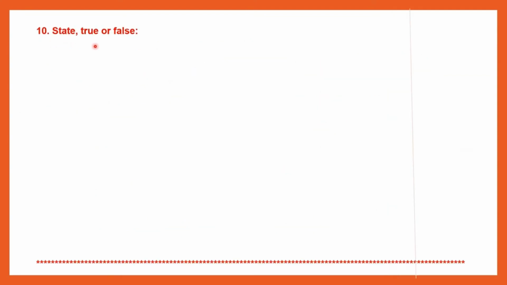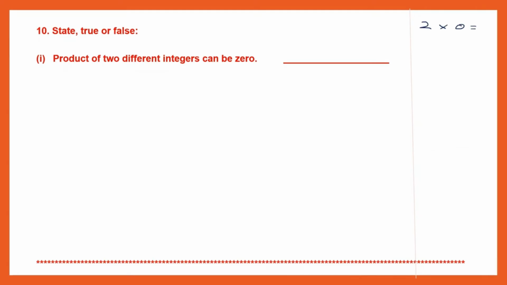Question 10. State true or false. The first statement is product of two different integers can be 0. That means when you multiply two different integers, you can get 0 as your answer. So let's see. Let's take 2 into 0. Both are integers. When you multiply, two zeros are 0. Now I can take 0 into minus 7, and 0 into any number is 0. So this statement is true. That is, when I multiply two different integers, I can get my answer as 0. So this statement is true.